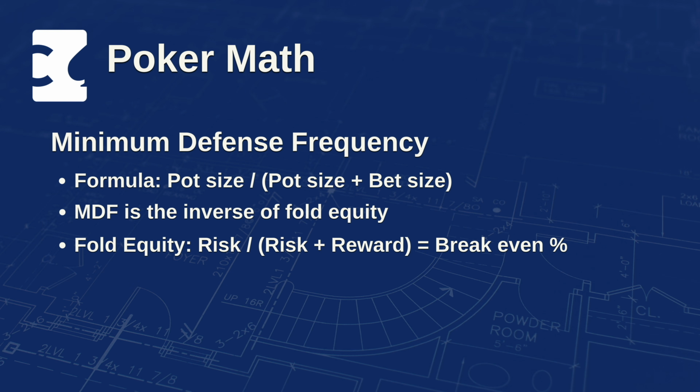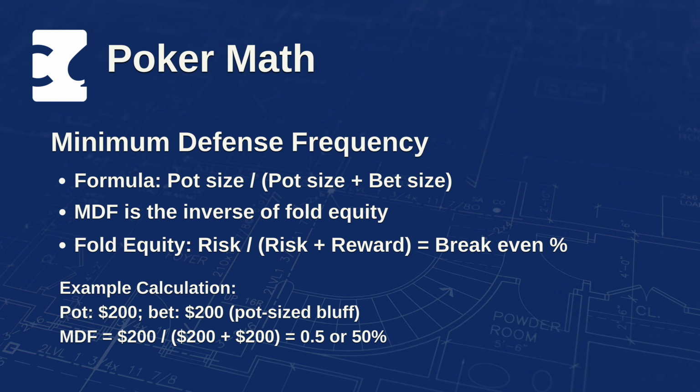If your bluff needs to work 60% of the time to break even, then the MDF of the opponent is going to be 40% and vice versa. So anytime you do either of these calculations, the other players have to do the opposite. If we need a bluff to work 33%, then the opponent needs to call 67%.